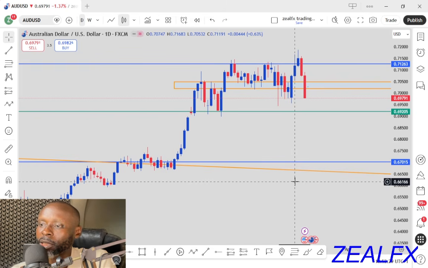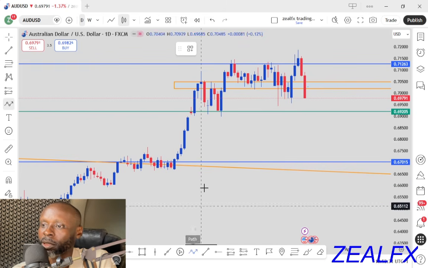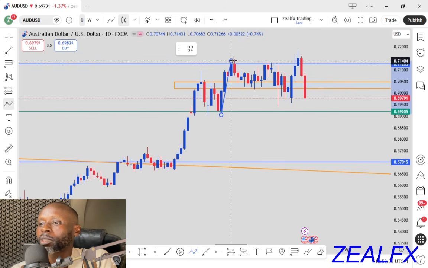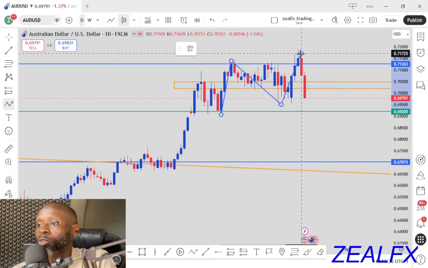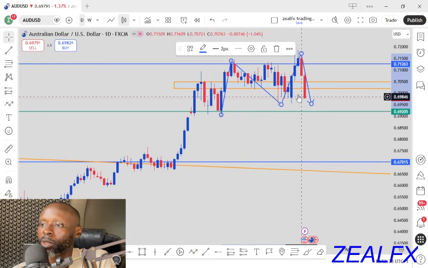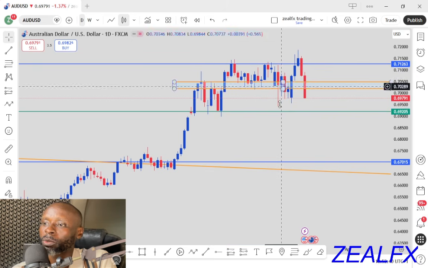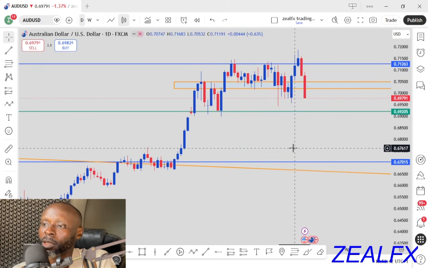Australia USD on my daily chart still remains on a sideways trend. You can see we have this sideways trend. We don't have a clear direction on Australia USD yet. We have a sideways trend for the Australia USD, which shows that we remain neutral on the Australia USD.